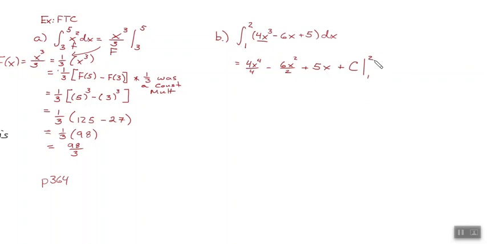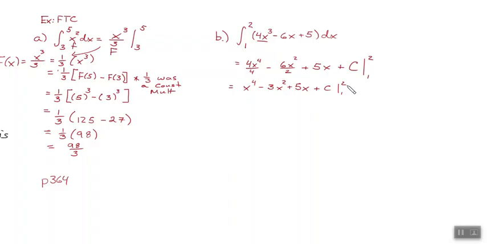From 1 to 2. Now, on the previous problem, I didn't write a c and it didn't matter. Well, let's see why. As I'm looking at this thing, I'm going to go ahead and change this nicely. This becomes x to the 4th minus 3x squared plus 5x. And again, I will write the plus c for this one example. You will never see me do it on another problem, though.